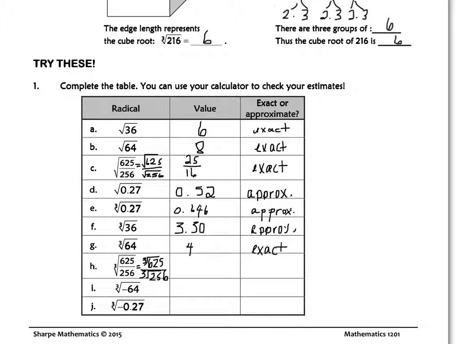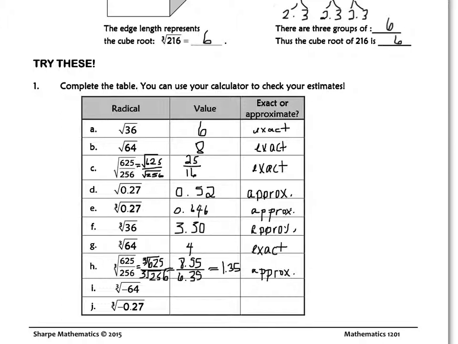If you wanted to, you could simplify 625 over 256 first by dividing 625 by 256 and then cube rooting it, or you can work each one of those out as 8.55 around there over 6.35, and that's approximate again. Then 8.55 divided by 6.35 is 1.35. Again, this would be approximate.